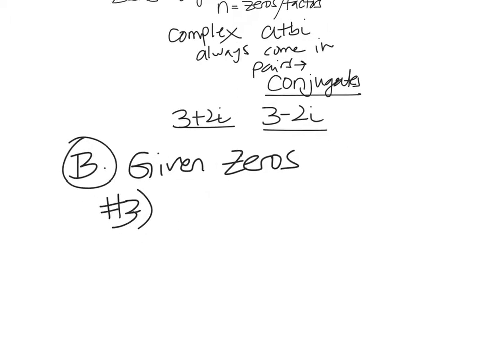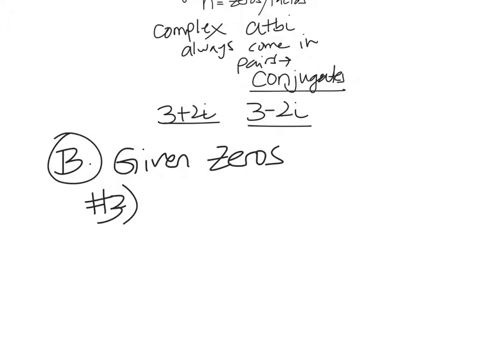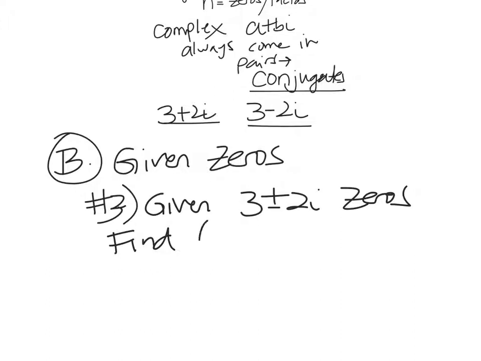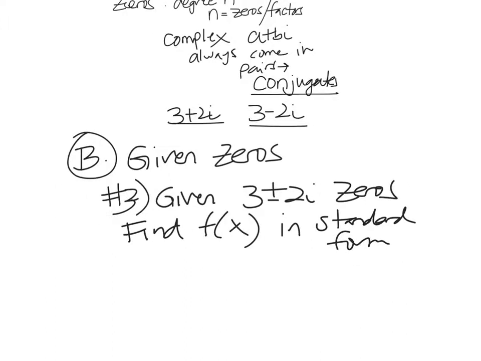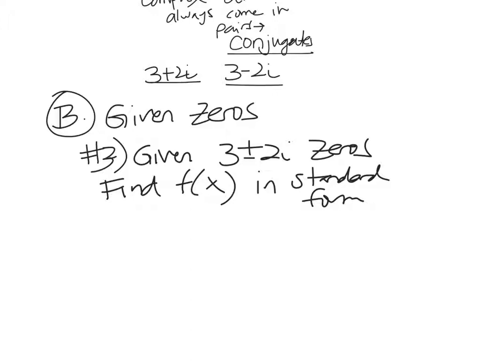Okay, so let's say that you are given 3 plus or minus 2i are zeros of your polynomial. We need to find f of x in standard form. Okay? So we're given that 3 plus 2i and 3 minus 2i are zeros. We need to find a polynomial in standard form. So here we go. Let's first write these as factors, okay? We're going to have two factors. And they're going to be bigger than normal, but there's still two factors.